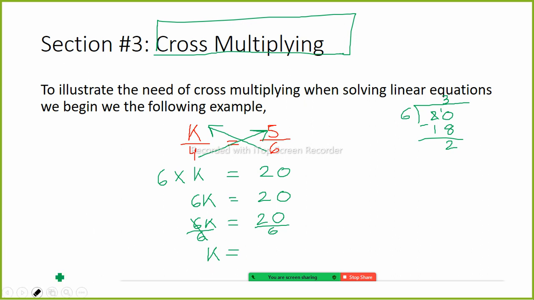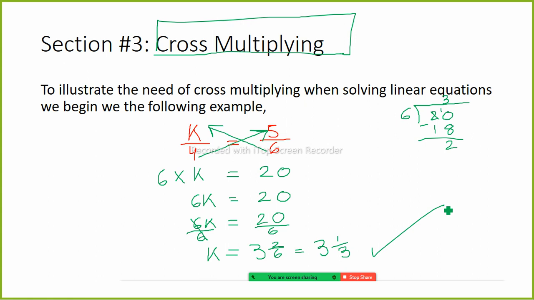We are left with 3 and 2 over 6, which is 3 and what? 1 over 3. So k is 3 and 1 over 3. So that's how we find the value for k.